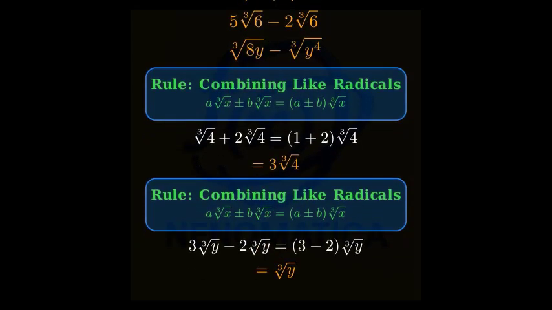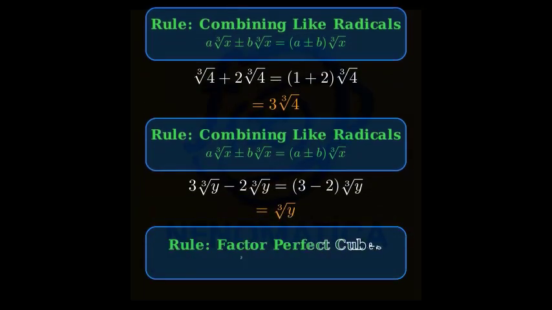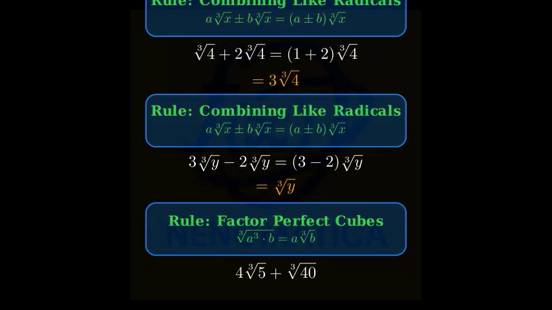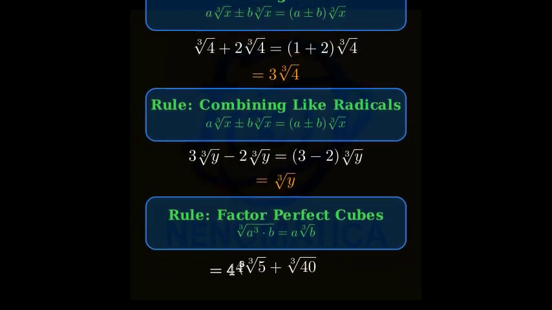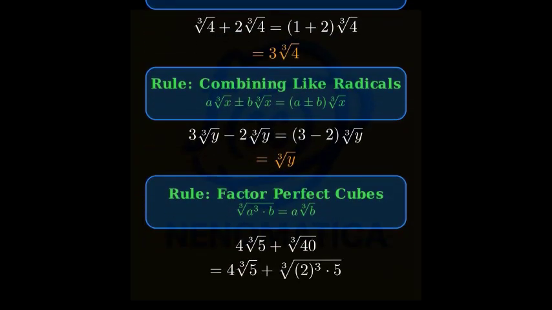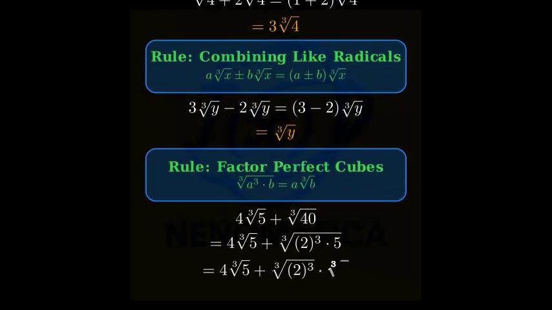Rule box: factor perfect cubes inside a radical. Step 3. Simplify 4 cube root of 5 plus cube root of 40. Write 40 as 2 cubed times 5. Split the cube root into cube root of 2 cubed times cube root of 5. Cube root of 2 cubed is 2, so we combine 4 cube root of 5 and 2 cube root of 5 to get 6 cube root of 5.